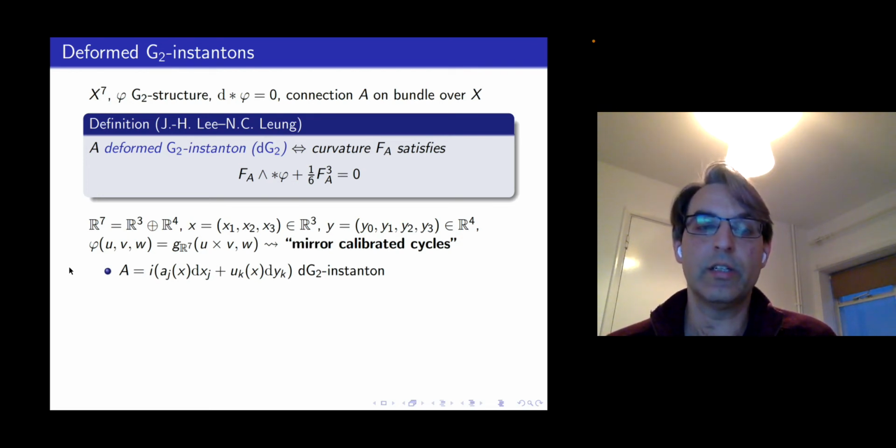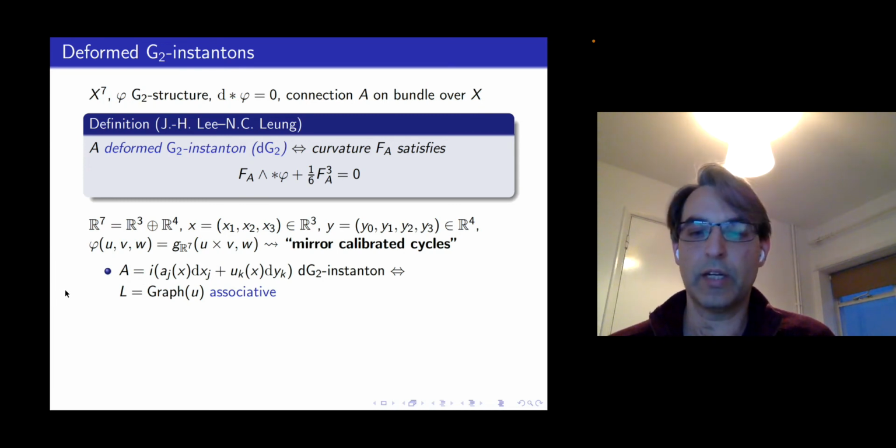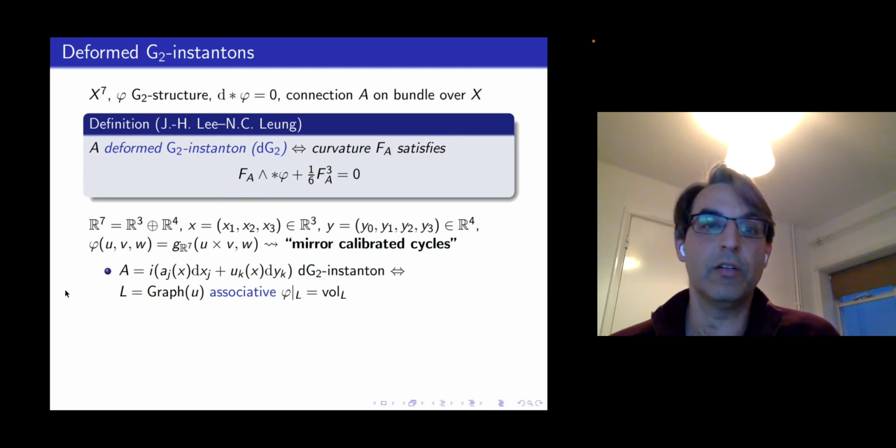Well, what is the condition for this A to be a DG2 instanton? Well, it's precisely the condition that if I look at the graph of U, well, what does that mean? That's a map from R3 into R4 because the U has 4 components. And so this is a 3-dimensional submanifold of 7-dimensional Euclidean space. And so I can ask for it to be associative. And that means that the 3-form restricts to be the volume form on the submanifold.